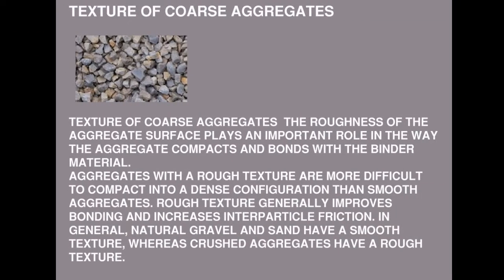Texture of coarse aggregate. Texture of a coarse aggregate, the roughness of the aggregate surface, plays an important role in the way the aggregate compacts and bonds with binder material. Aggregates with rough texture are more difficult to compact into a dense configuration than smooth aggregates. Rough texture generally improves bonding and increases interparticle friction. In general, natural gravel and sand have a smooth texture, whereas crushed coarse aggregates have rough texture.